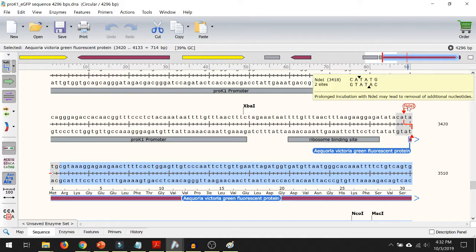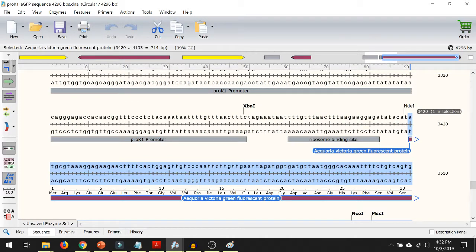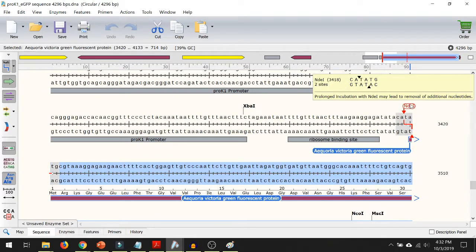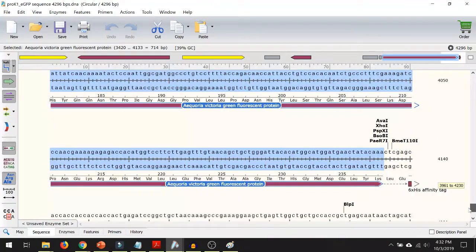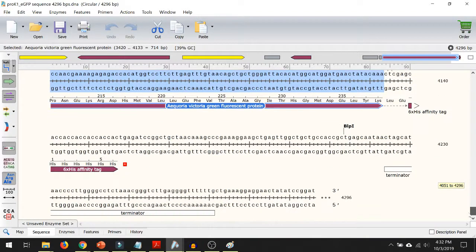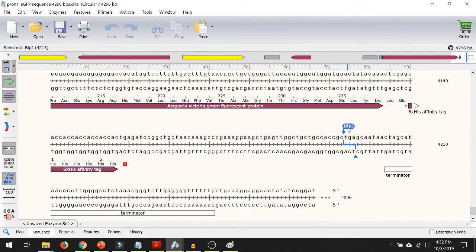Now, the NDE1 site is CATATG. It's generally always used at the start of proteins because it has the ATG in it, right? And remember, ATG is the start codon. It codes for the methionine. CATATG. And then you're going to cut something that's after the protein, right? Like perhaps this BLP1 or something right there.